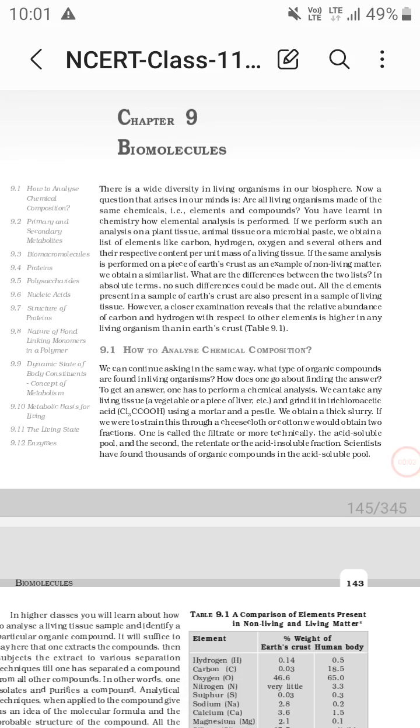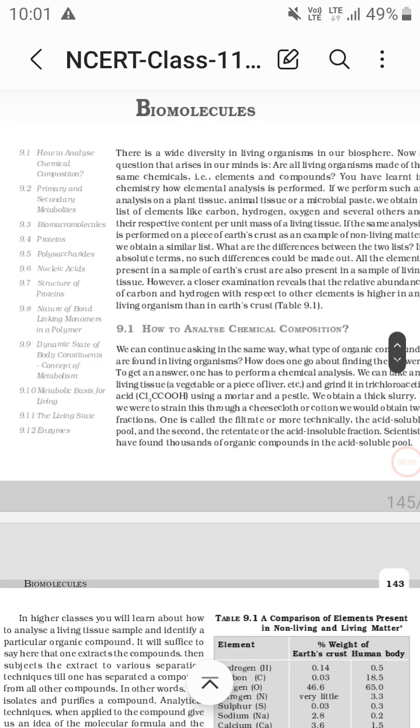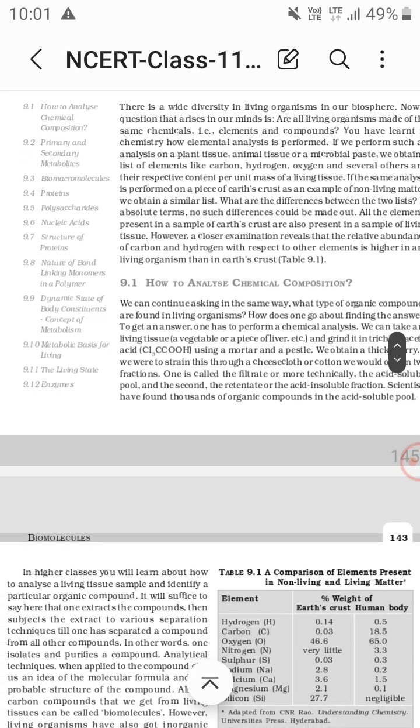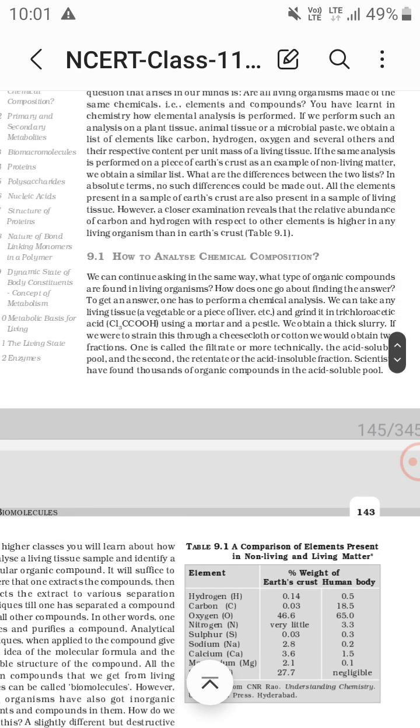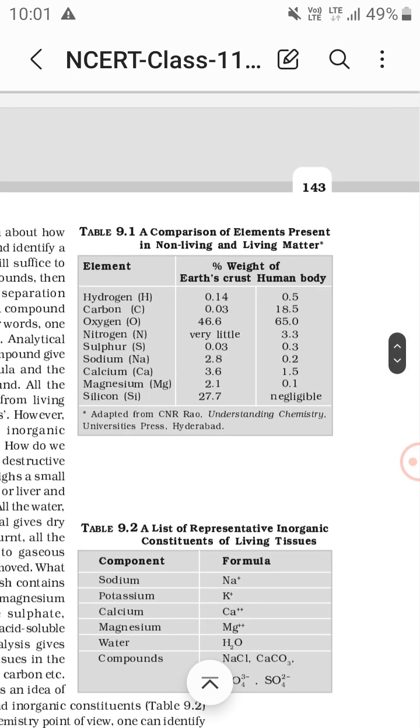So in biomolecules we have to analyze chemical composition, then primary and secondary metabolites, then biomacromolecules, which are proteins, polysaccharides, and nucleic acids, then the structure of proteins, then enzymes. So how to analyze chemical composition? By comparing the elements present in non-living and living matter.